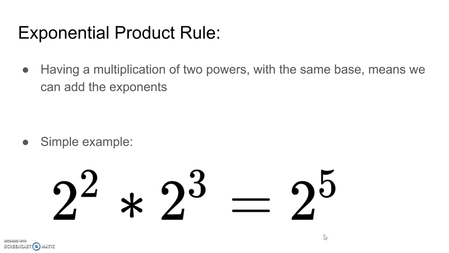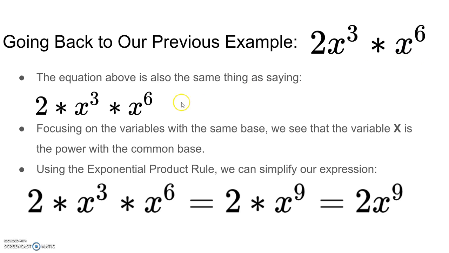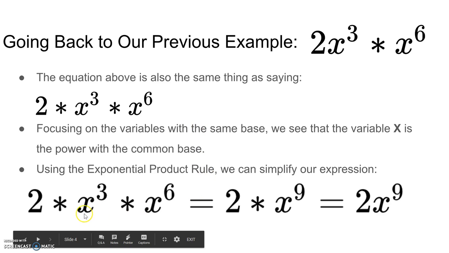Knowing this, let's go back to our previous example, 2x to the third times x to the sixth. Seeing this, we can actually split it up to make it easier to look at, being 2 times x to the third times x to the sixth, as that's basically the same thing. As we can see, we have two variables with the same base, x to the third times x to the sixth. By using the exponential product rule, we can now simplify this expression, as we know that each of these variables has the same base.